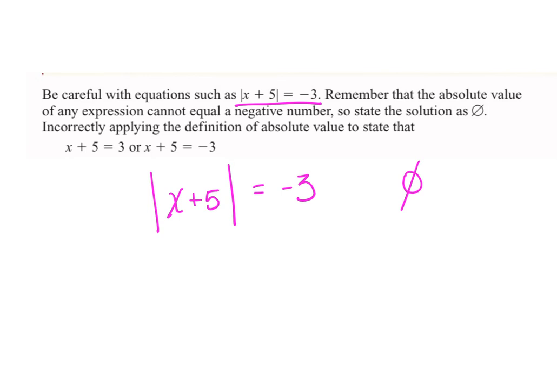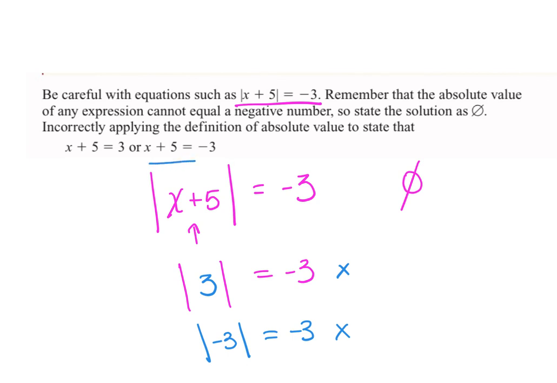There are no numbers that will ever be plugged into this where the absolute value of that number equals negative 3. If I got positive 3 in here, that's not true. The absolute value of positive 3 is not negative 3. If I got negative 3 in here, that's also not true. The absolute value of negative 3 does not equal negative 3. And so if you get one where your absolute value is by itself on one side of the equation, and they're telling you that that absolute value equals a negative number, that will never be true, and your answer will be the empty set. Meaning there are no numbers that answer that question to make a true statement.